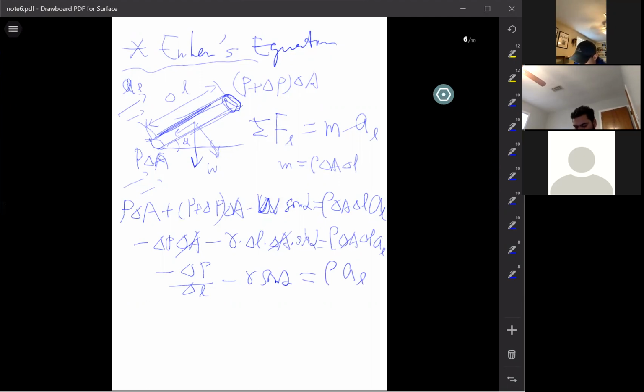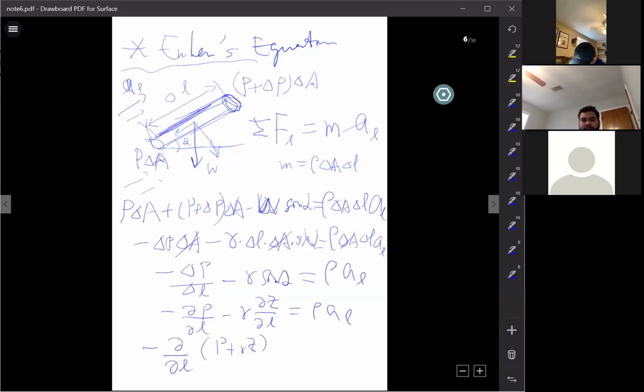So what's the next step? Again, sine alpha. Remember what sine alpha is? Delta Z over delta L. So let's make it a partial derivative. Partial P over partial L minus gamma partial Z over partial L equals rho A_L. Let's group them together. Negative partial over partial L of P plus gamma Z equals rho A_L. Or maybe you move the negative sign to the right-hand side: negative rho A_L. This is the Euler equation.